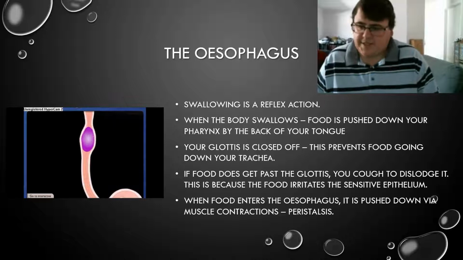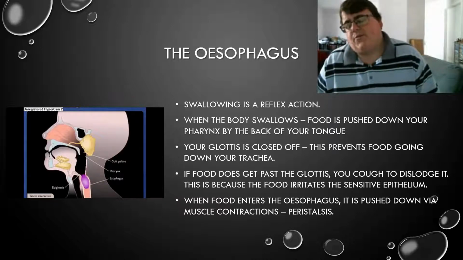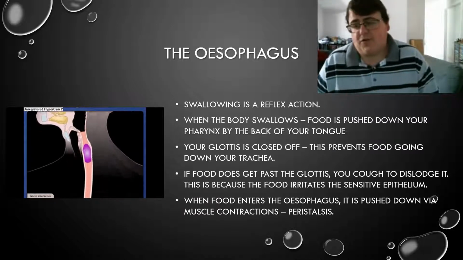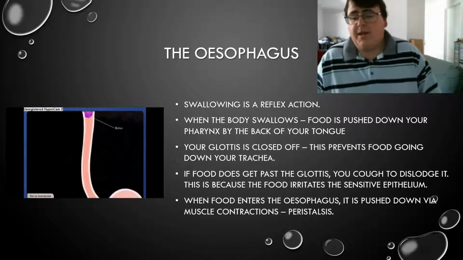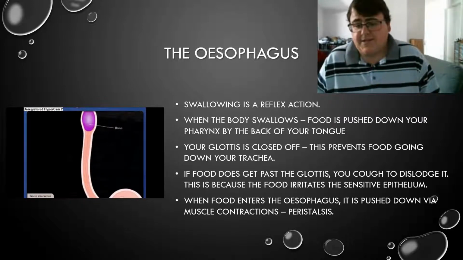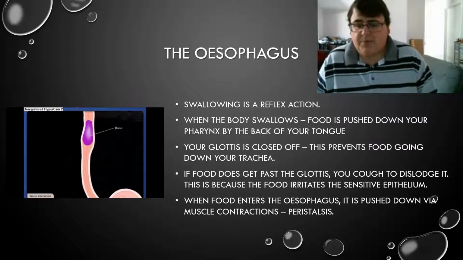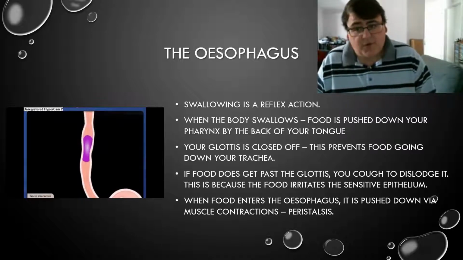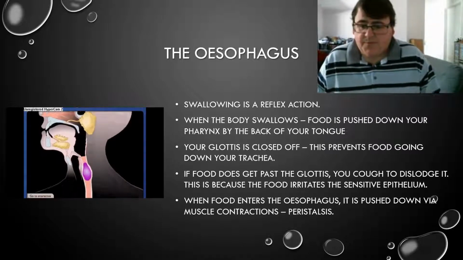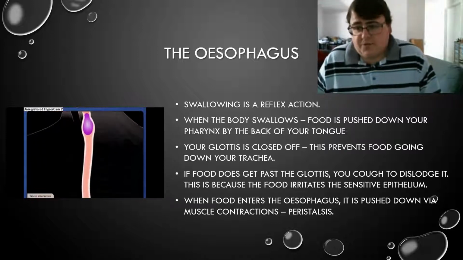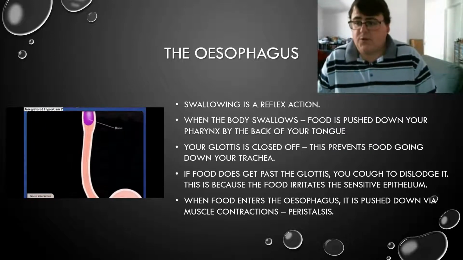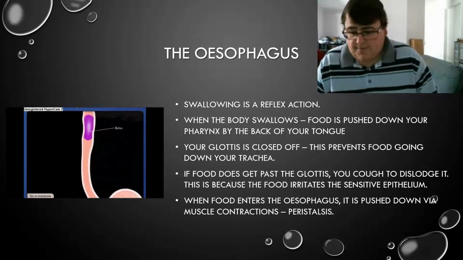When your body does swallow, that's just your food being pushed down your pharynx by the back of your tongue. So this whole process of swallowing is your tongue pushing food down your pharynx. At the same time, your glottis is closed off. Now remember, that could be called the epiglottis. Doesn't matter which one. And that prevents food going down your trachea and into your lungs. We'll look at that a bit more in detail later.